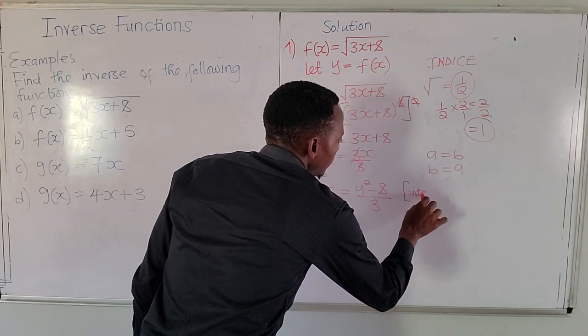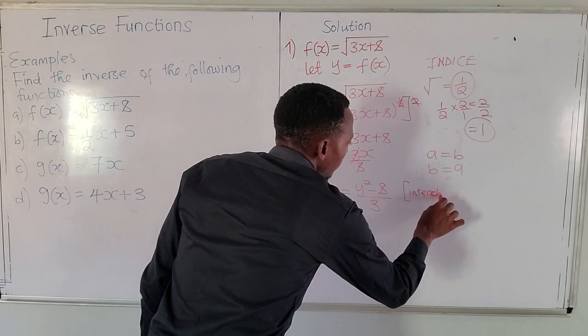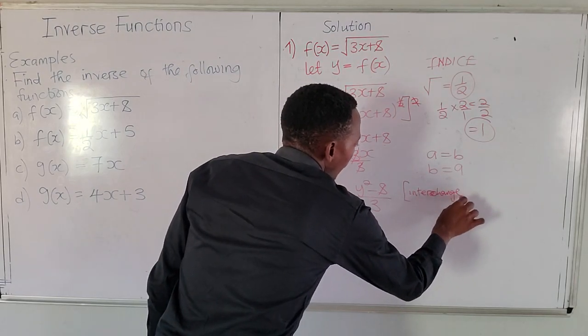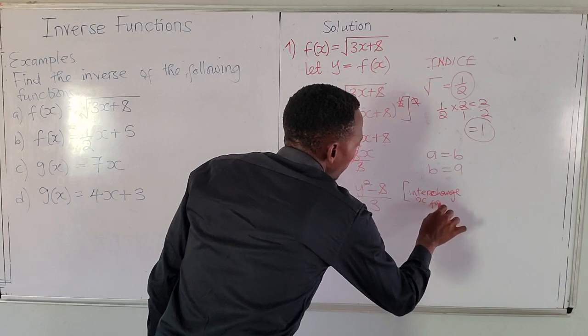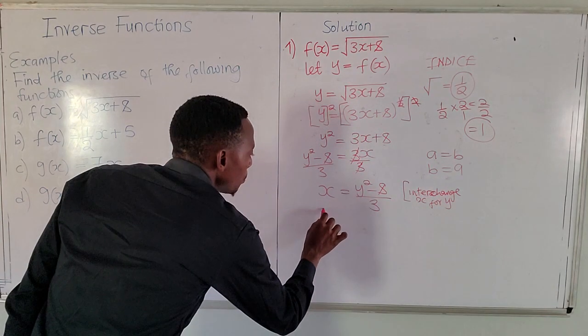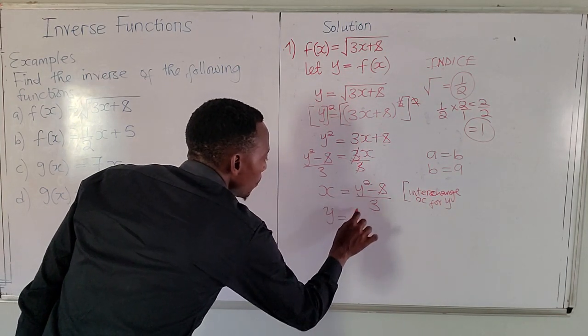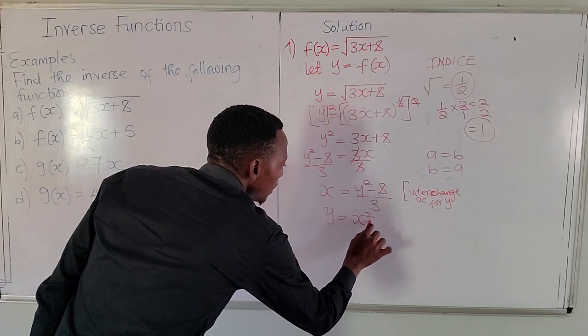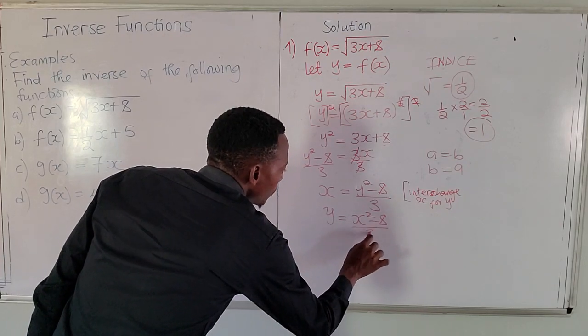x for y. So meaning where there is x we put y, and where there is y we put x. So this becomes x squared minus 8 over 3.